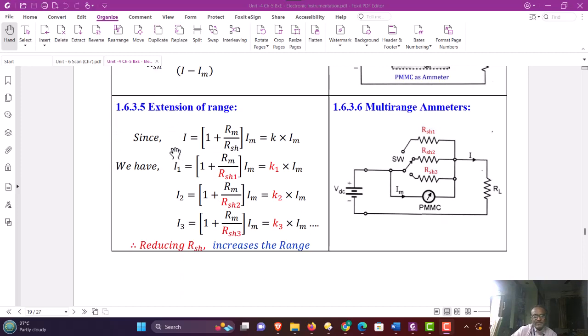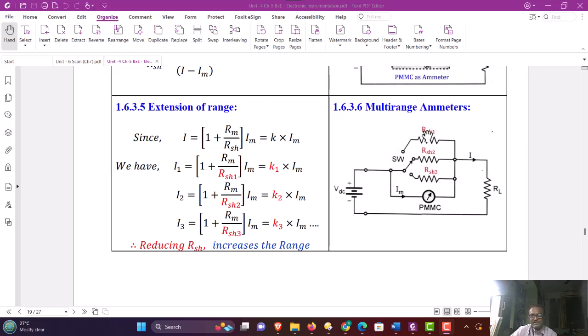So from above expression, we know I is equal to 1 plus Rm by RSH into Im. That is K into Im. So therefore, from this equation, I1 is equal to, say for example, first full scale current is equal to 1 plus Rm by RSH1 into Im. That is K1 into Im. For second range, we use the resistance RSH2. For third range, we will have a resistance of RSH3 and they are connected like this via a switch. So now your PMMC instrument is working as a multi-range ammeter.